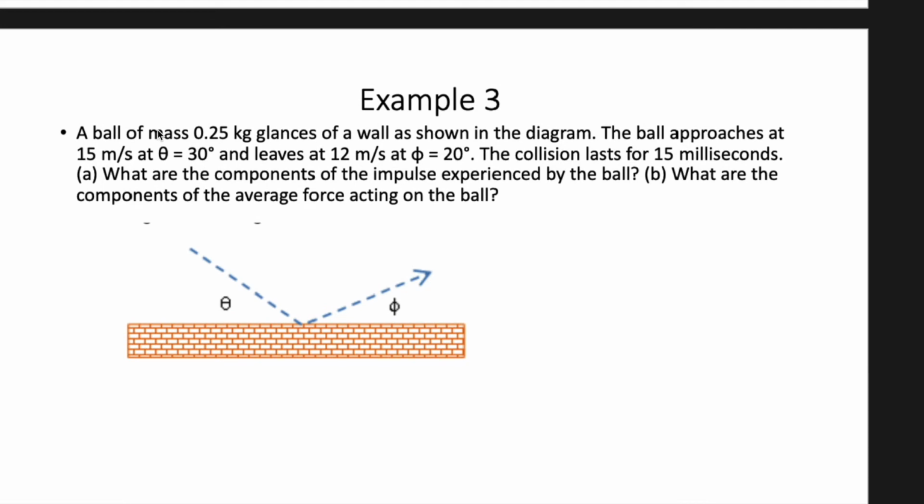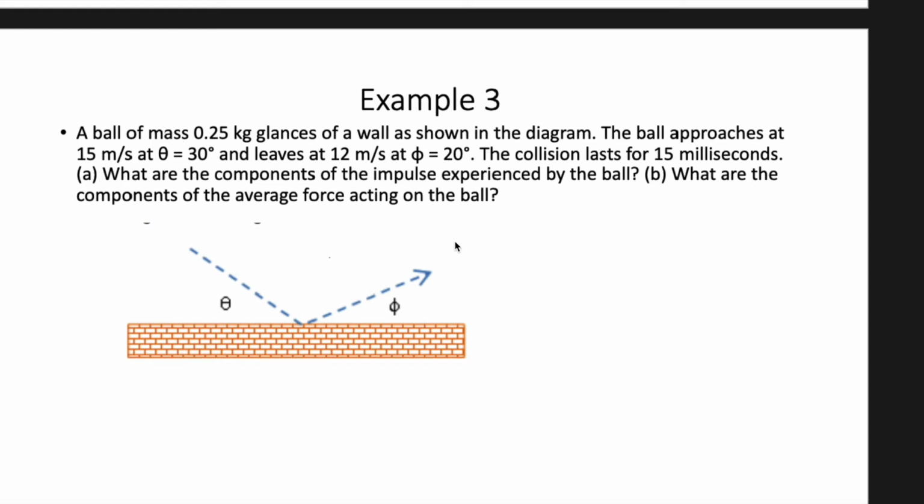Example 3: a ball of mass 0.25 kg glances at a wall as shown in the diagram. The ball approaches at 15 m/s at theta equal to 30 degrees, and it leaves at 12 m/s at phi equal to 20 degrees. The collision lasts for 15 milliseconds. What are the components of the impulse experienced by the ball?